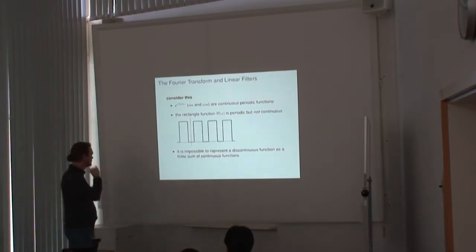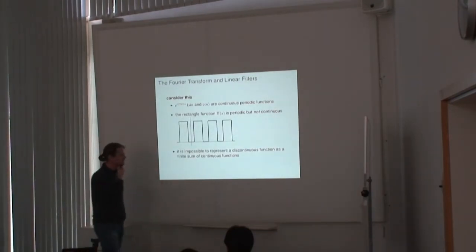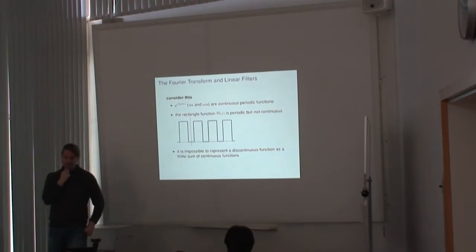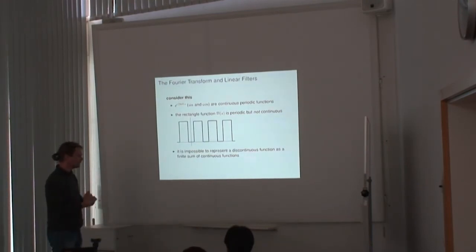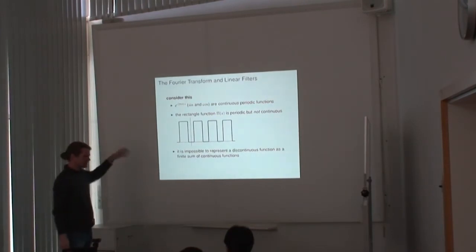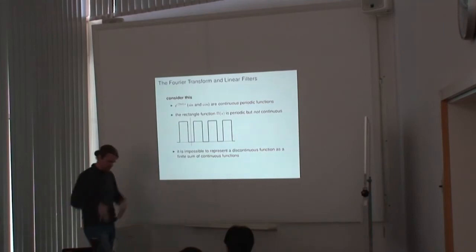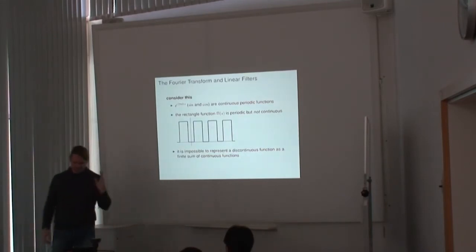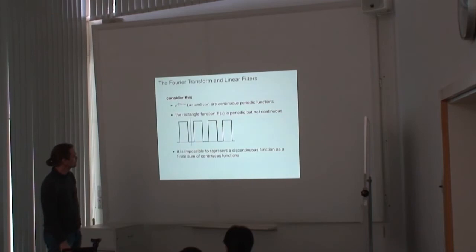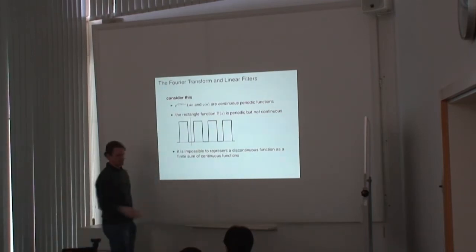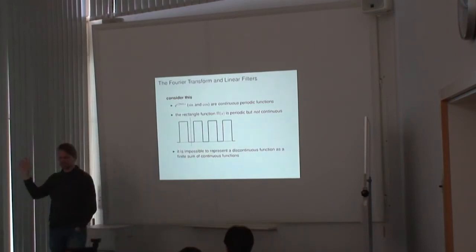And without proof, I tell you that it is impossible to represent a discontinuous function like this one in terms of a finite sum of sine and cosine, or a finite sum of continuous functions. It's impossible. This is mathematics. We will not dig so deep. We could say, okay, you know what? This is such a special case, we may want to exclude it.